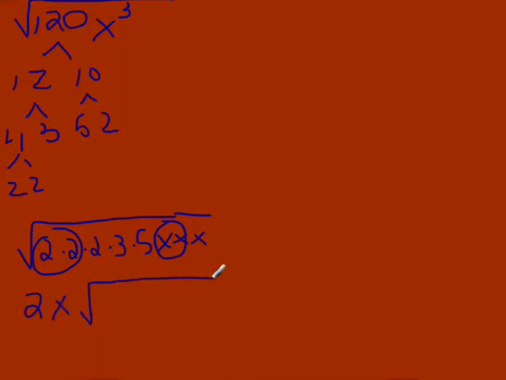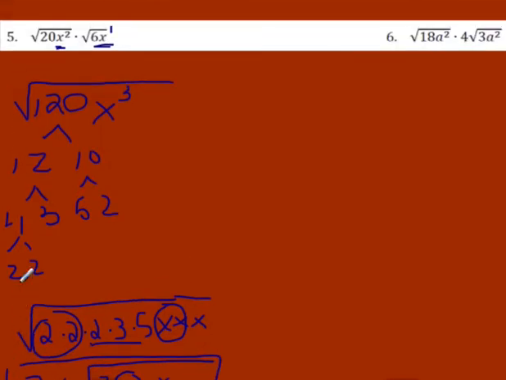Then what's left underneath the radical? I have 2 times 3 times 5, and that's going to give me 30, and then I have a single x. So my final answer for that one is 2x times the square root of 30x.